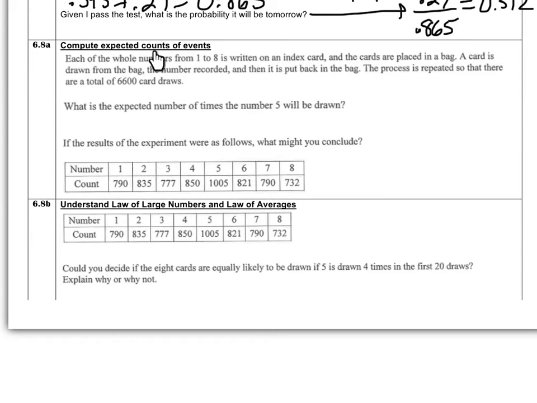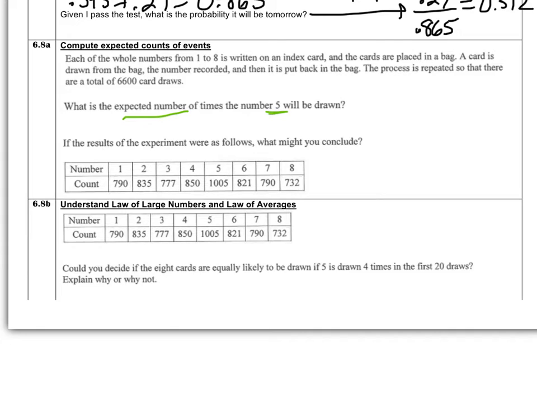6.8a, we're going to compute expected counts of events. Here it says each of the whole numbers from 1 to 8 is written on an index card, and they're placed in a bag. A card is drawn from the bag, the number is recorded, and it's put back in the bag. This process is repeated, so there's a total of 6,600 cards drawn. By the way, this table here shows you the outcomes of that experiment. First question is, what is the expected number of times the number 5 will be drawn?